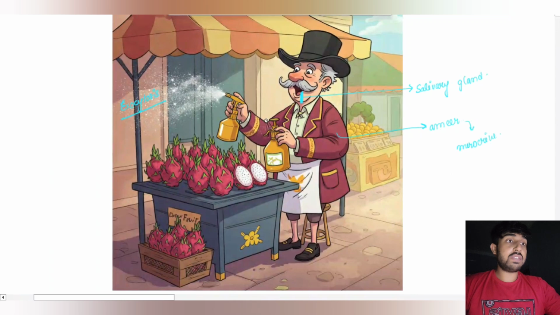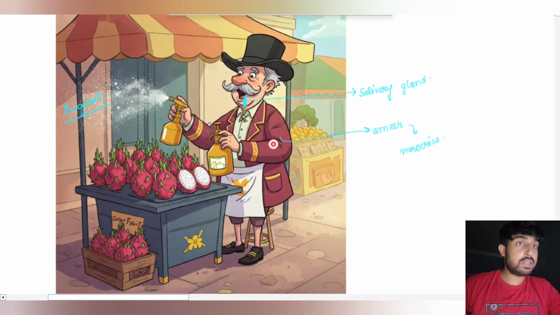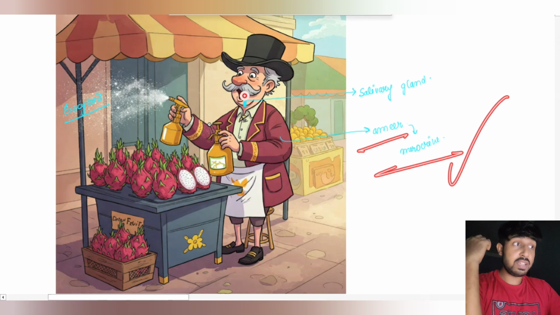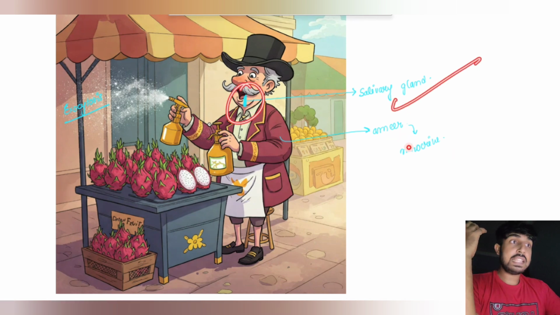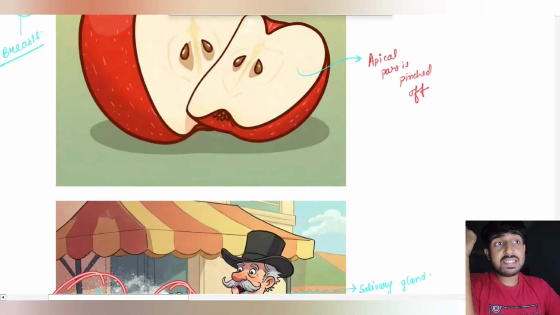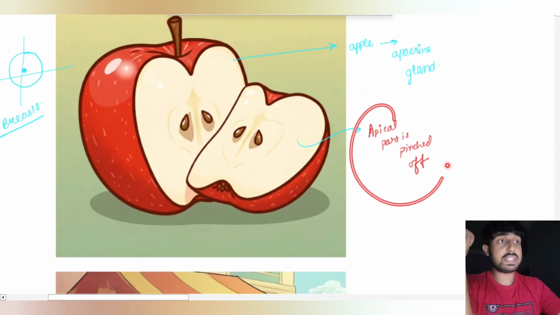Done. So we have discussed all the types, so let's have a quick recap. First of all, we discussed this rich man. The rich man is our representation of merocrine gland. Then we discussed this saliva. The saliva is our representation of salivary gland, right? Then the spray is our representation of exocytosis.